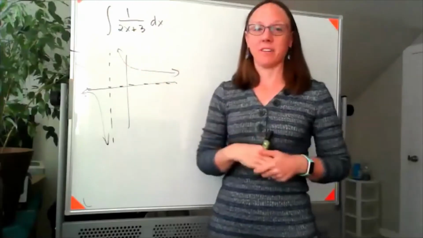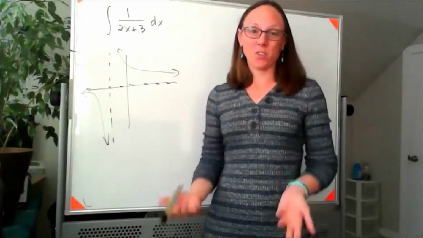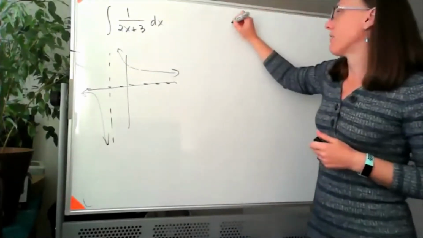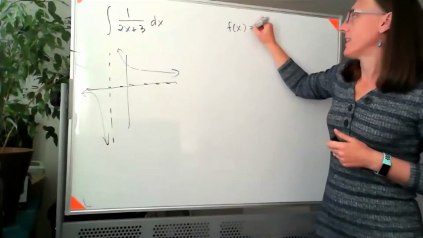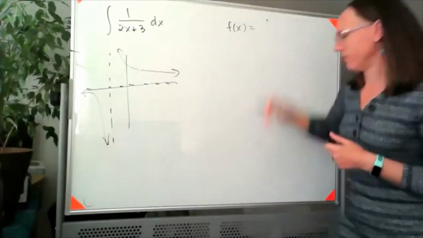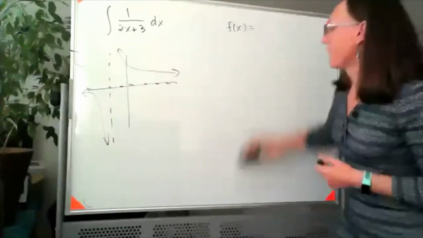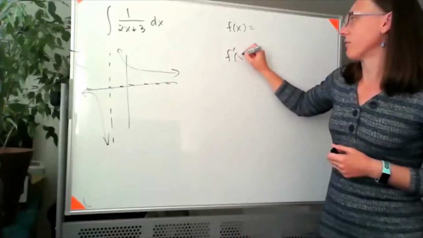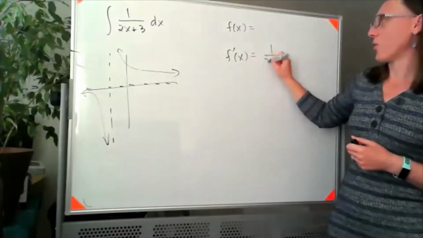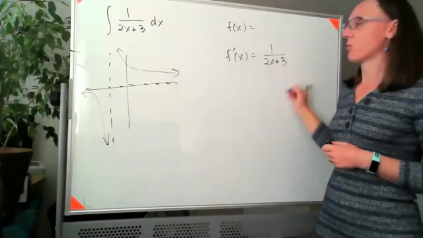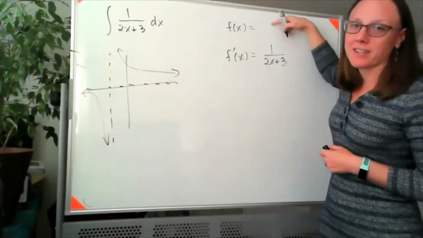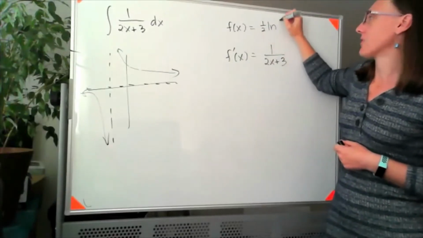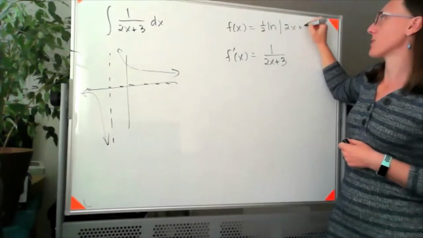area with respect to that function. But at its core, this notation is telling me that if I had some function, its derivative is equal to 1 over 2x plus 3. And it happens that that function is 1/2 the natural log of 2x plus 3.